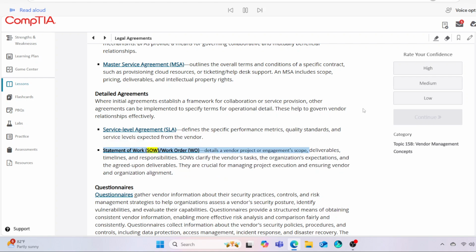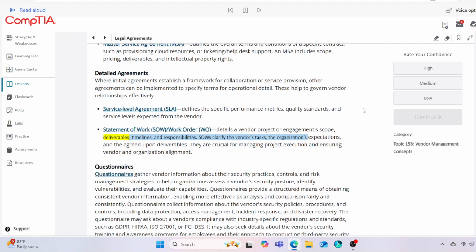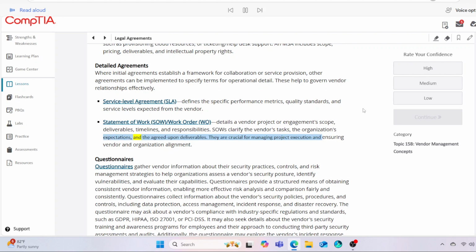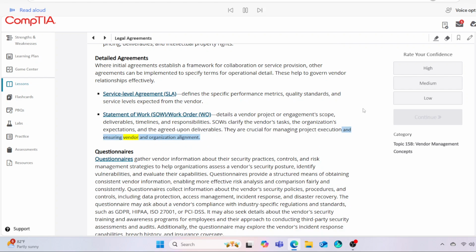Statement of Work, SOW/Work Order, WO, details a vendor project or engagement scope, deliverables, timelines, and responsibilities. SOWs clarify the vendor's tasks, the organization's expectations, and the agreed-upon deliverables. They are crucial for managing project execution and ensuring vendor and organization alignment.